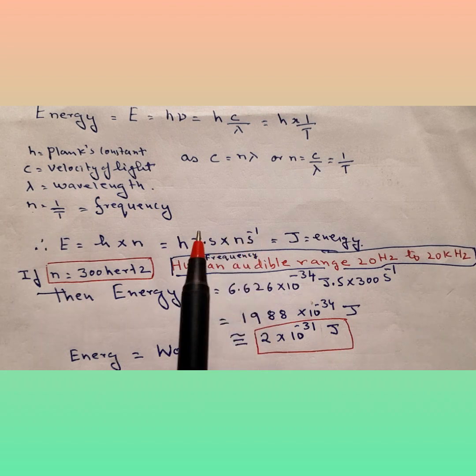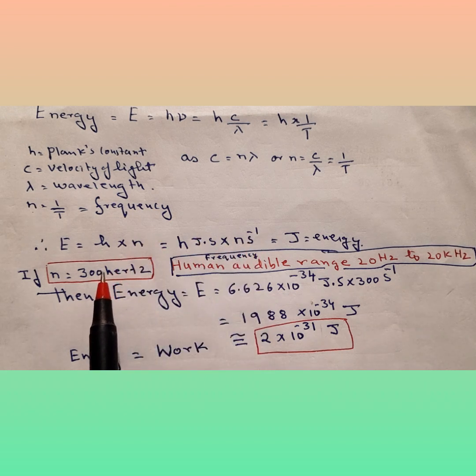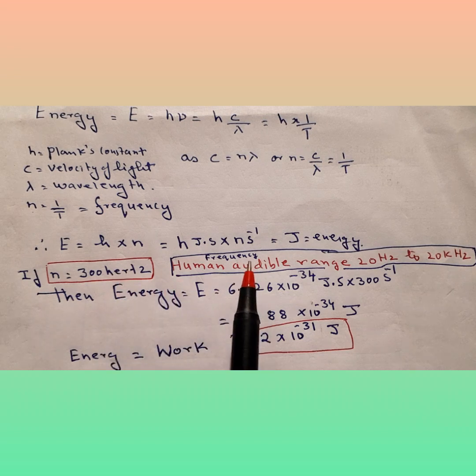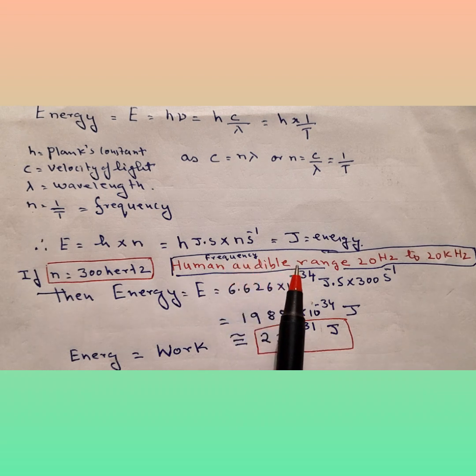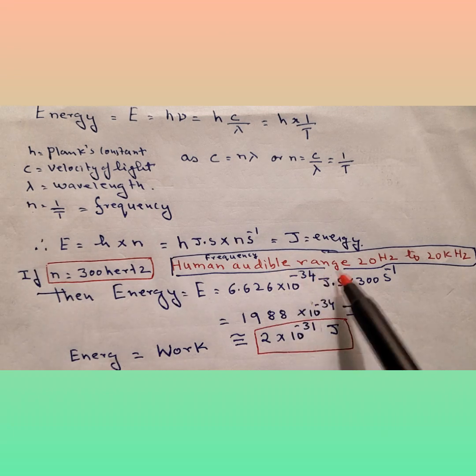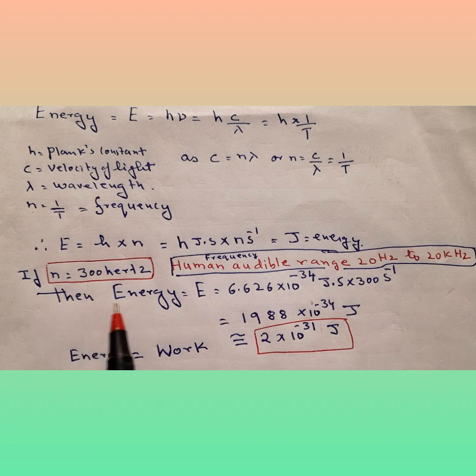Now assume that a wave of 300 hertz strikes our eardrum. Just prior to that, I would also like to make you aware, or you may be aware already, that frequency-wise the human audible range is 20 hertz to 20 kilohertz. Now coming back to the formula, energy E is equal to h nu.